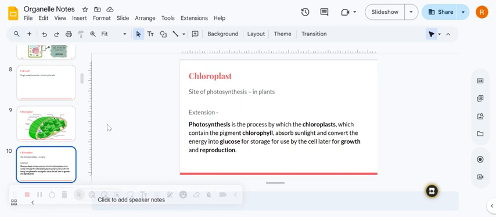Animals do not have chloroplasts, otherwise we would be able to do photosynthesis, which would be pretty cool, but that is why plants are so important to us. They produce oxygen. They don't produce it for us, they produce it for themselves so that they can use that oxygen. But without plants producing extra oxygen, there would be no animal life.